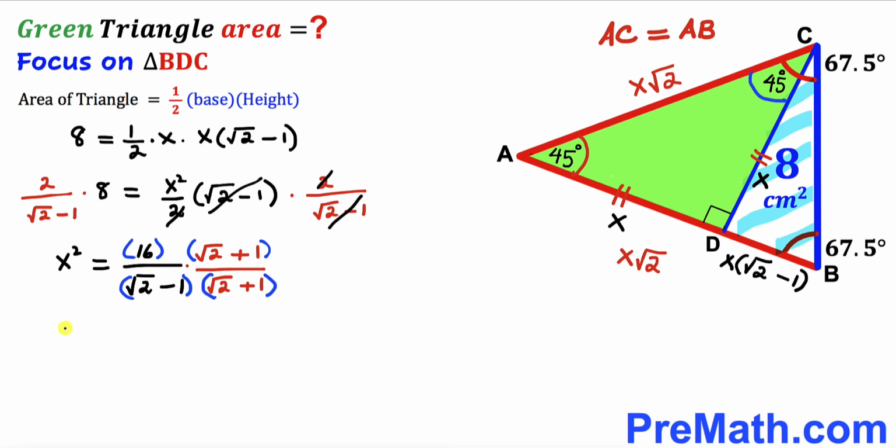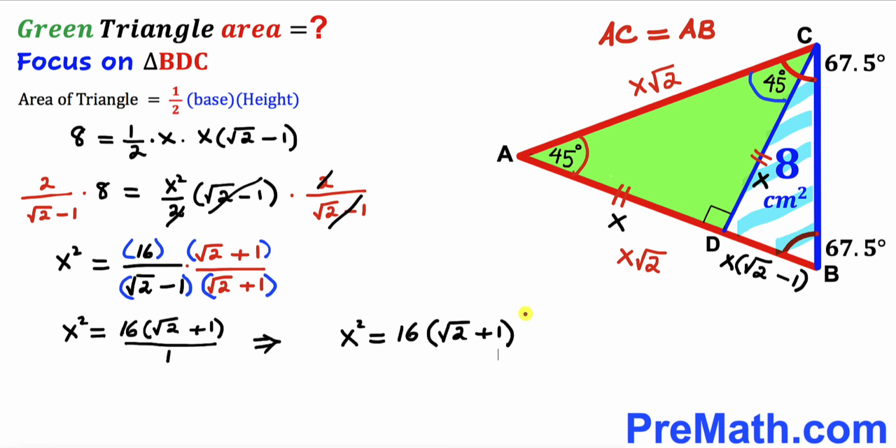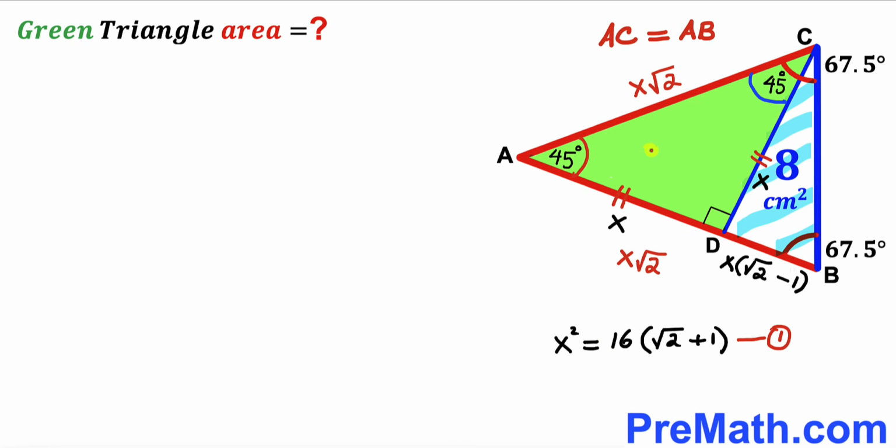So therefore we can write x squared equal to 16 times the square root of 2 plus 1, all over 1. And that could also be written as x squared equal to simply 16 times square root of 2 plus 1. And I'm going to label this one as equation number 1. And here's our final step. Now we are going to calculate the area of this green shaded triangle.